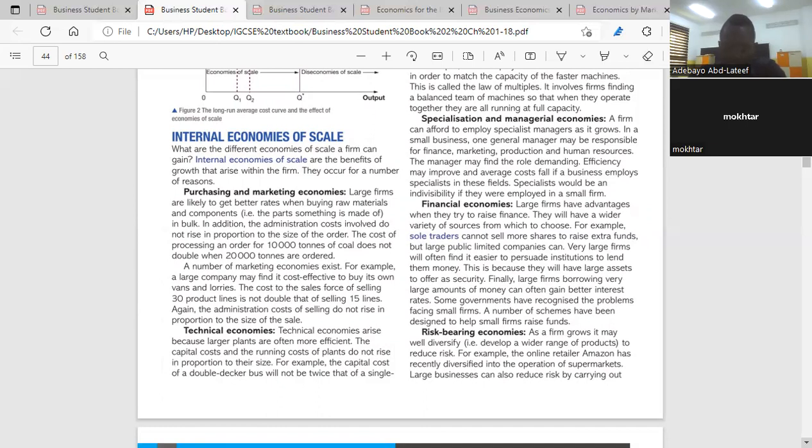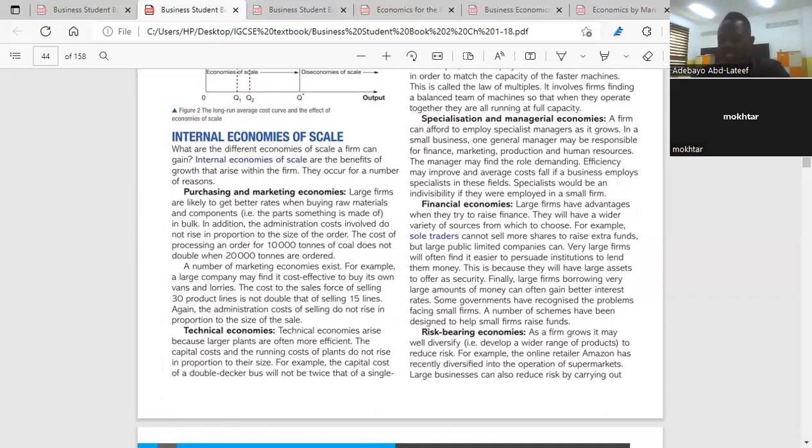I wrote, this occurs when large firms buy larger quantities of raw materials and components at a reduced or discounted rate. So what we are trying to say here is this. A business might enjoy internal economies of scale purchasing or marketing when it's able to buy large quantities of raw materials at a reduced rate. That means because you are buying large quantity of raw material, you are buying it at a discounted price. That is what we call purchasing or marketing economies of scale. Do you understand marketing economies of scale or purchasing economies of scale?